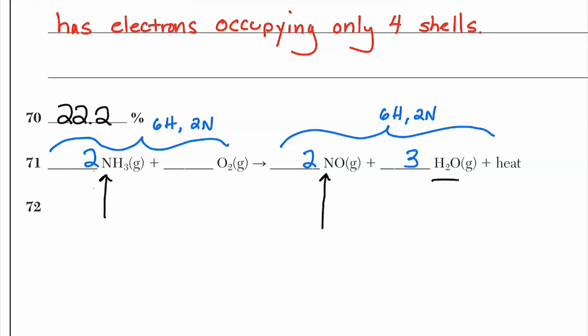Now, let's check our oxygens. I needed to put a 3 here to balance my H's, so I've got 3 oxygens because of that coefficient. I needed to put a 2 here to balance my nitrogens, so that now I have 2 oxygens. So the total number of oxygens on the reactant side is 5.